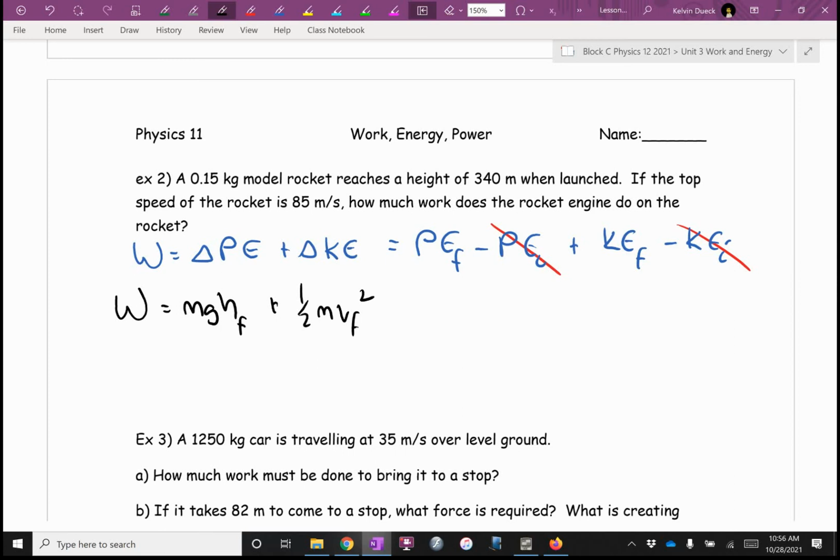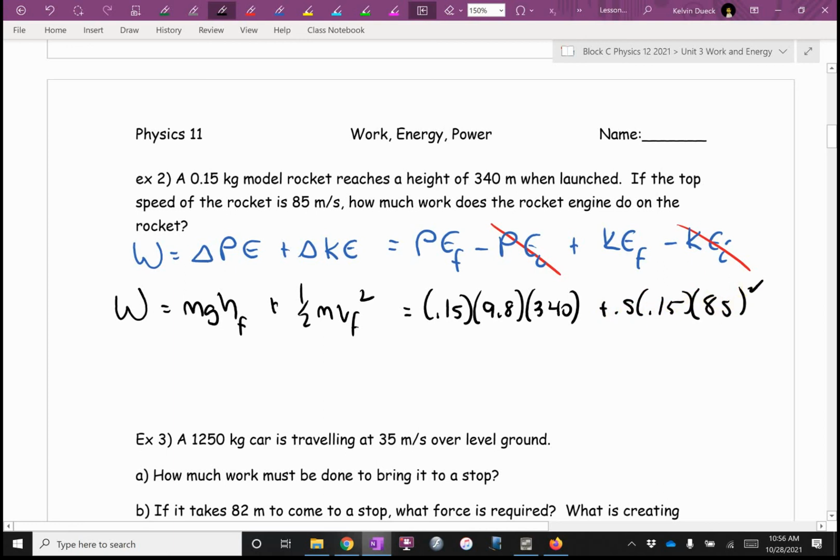Okay. So what's the mass of this rocket? 0.15. What's G? 9.8. What's H? Plus 0.5 times 0.15 times 85 squared. How much energy must be stored in this rocket engine if we're planning on doing this?